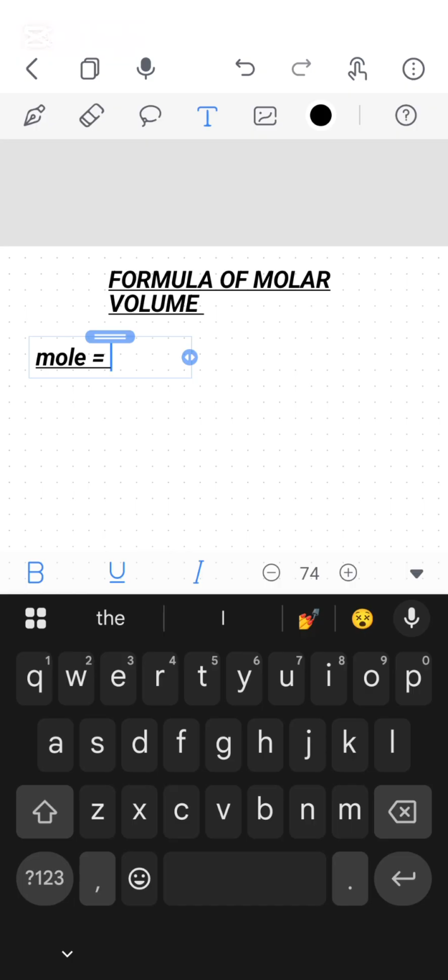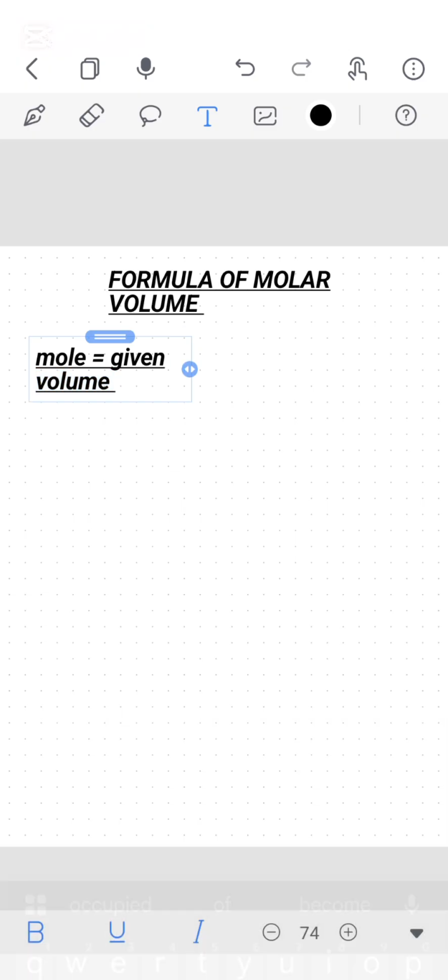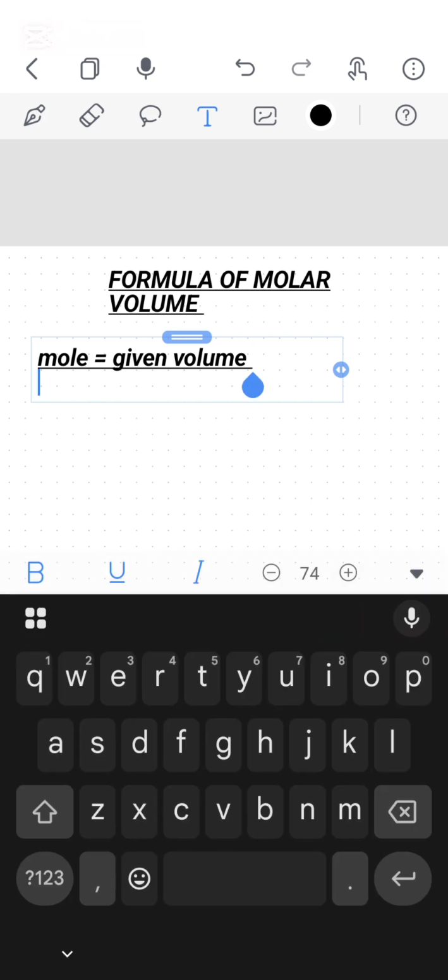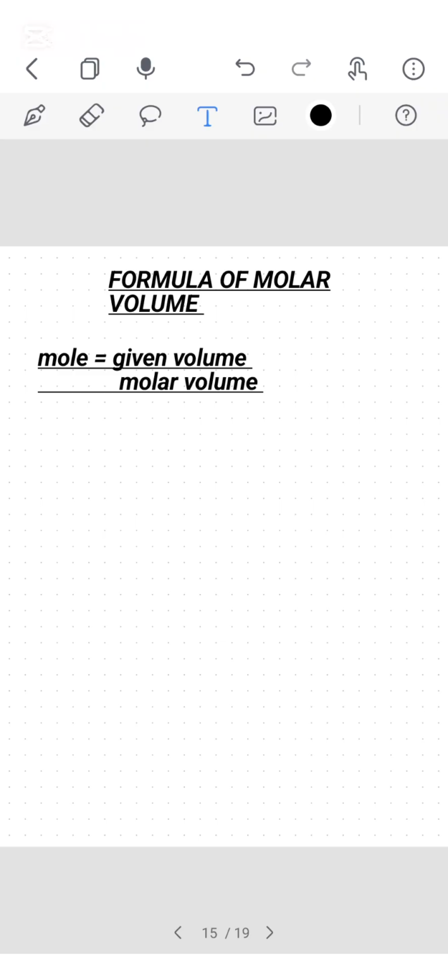Just the change is that we will be using the given volume instead of using the given mass. That's it. Only that change in the formula. Sorry, molar volume. Okay, so that is the formula. Now we solve some questions.